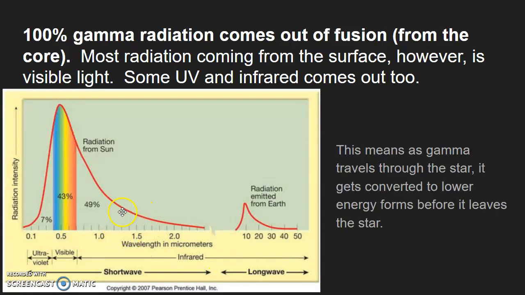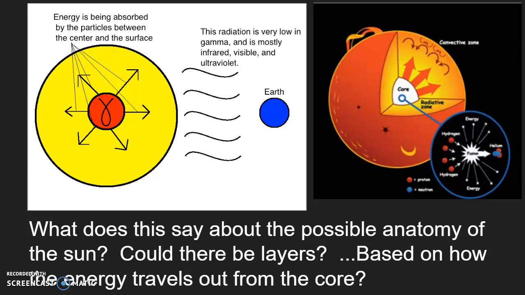So something happened between the time it was coming off of the fusion reaction as gamma for it to become lower forms of energy in the form of visible light. As it travels through, it is converted into lower forms. So that must mean that there are some layers, some material that it's traveling through. The anatomy of the sun tells us there's got to be more to it.